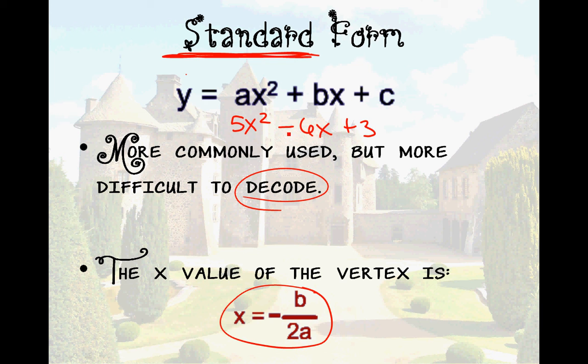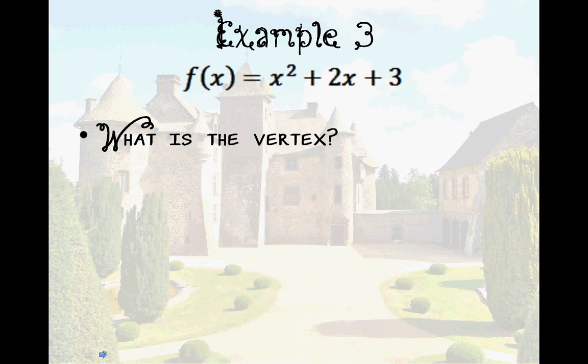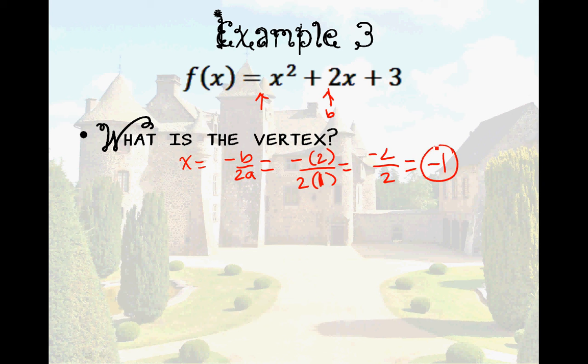Okay, and you know that this b would refer to the term by the x, and the a would refer to the first term. So if we look at this problem, we want to find the vertex, and the vertex is going to be negative b over 2a. So if we just substitute in, we have negative 2, that's our b, over 2a is 2 times 1. Negative 2 over 2 gives us negative 1. And so that would be our answer there.